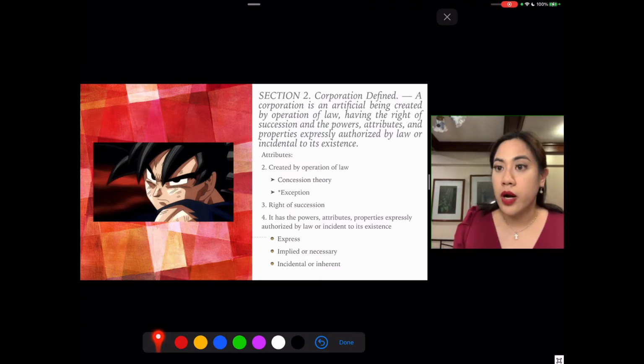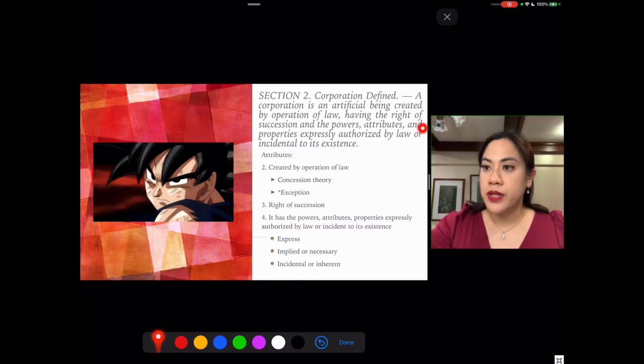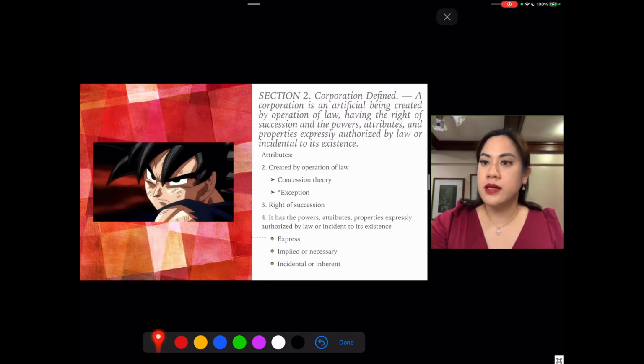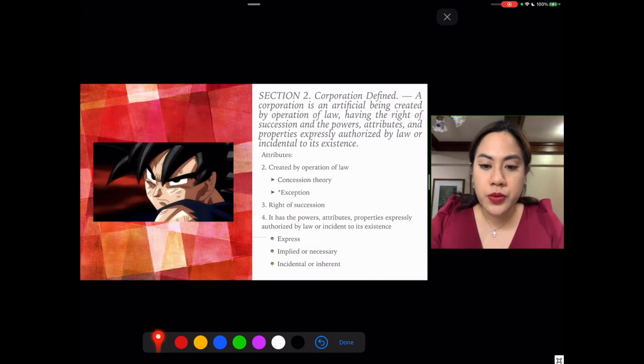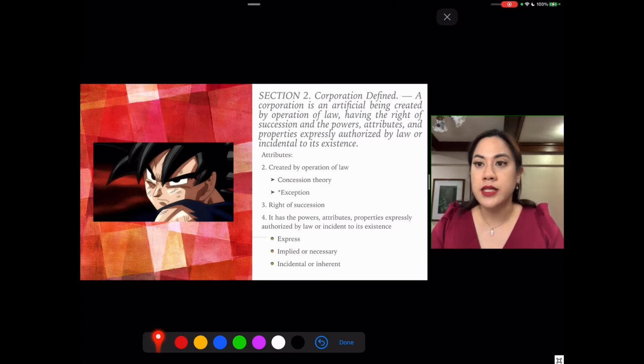Okay. Now, number 4, it has powers, attributes, and properties expressly authorized by law or incidental to its existence. What do these powers cover? It covers express, implied, and incidental. It says right here: express, incidental, or implied, no? So, what does it mean when we talk about the last part of Section 2? It means that a corporation does not have the unlimited power to act. The grant that must be given by the state need not be expressed, though. So, all powers which may be implied from those expressly granted by law, which is under the RCC, may be exercised. So, when you say express, we already know these are under the RCC.